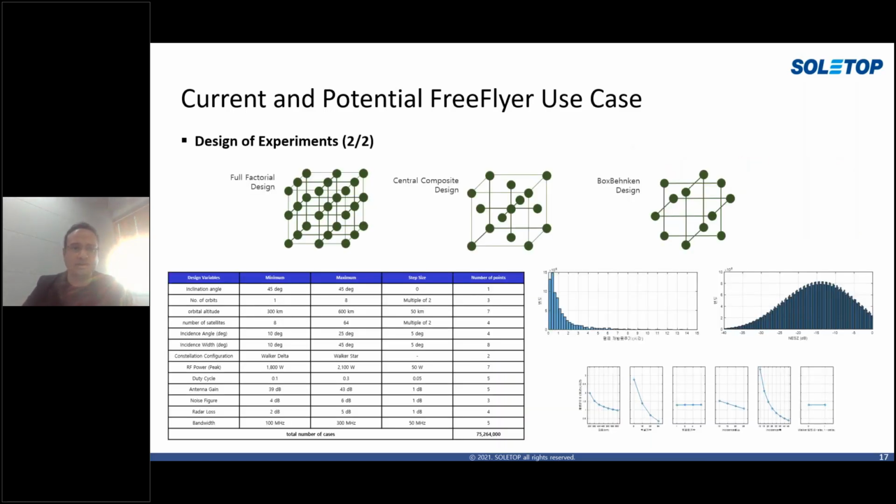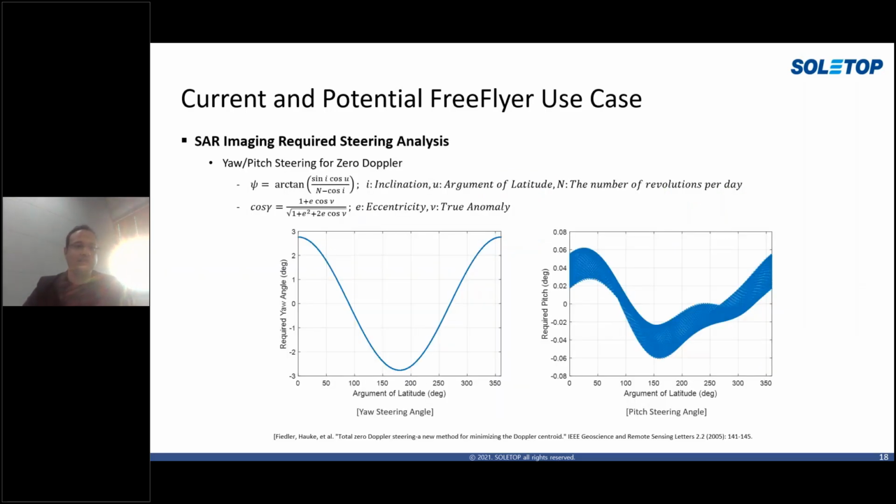This is another part of it, the same experiment that was carried out in Soletop, but with a different kind of parameters and implementation. It was very easy for demonstrating different kinds of scenarios to the customers using different initial parameters of the satellite. So this is one of the use cases. And then definitely, as I mentioned, SAR imaging is one of the most important parts of the Korean space program.